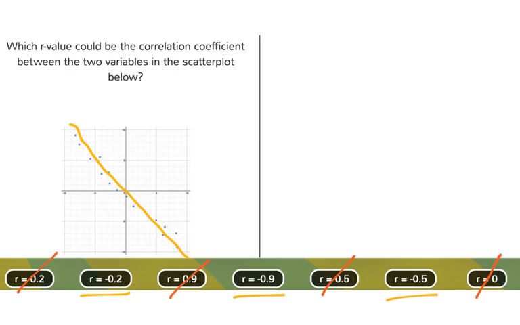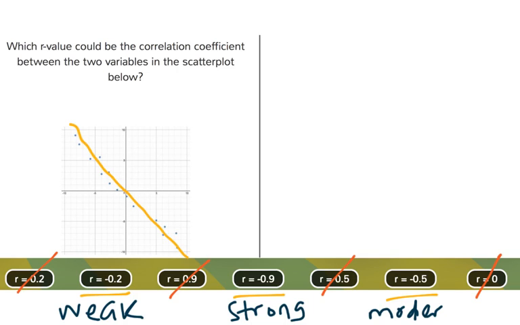So in order to figure out which one of these is the R value, let's think about it this way. Negative 0.2 would be a weak negative correlation. That value is pretty close to 0, so it's a weak correlation. Negative 0.9 would be a very strong correlation, a strong negative correlation. It's far from 0, close to negative 1. That's a strong negative correlation. And then negative 0.5 is right in the middle there, would be a moderate negative correlation.